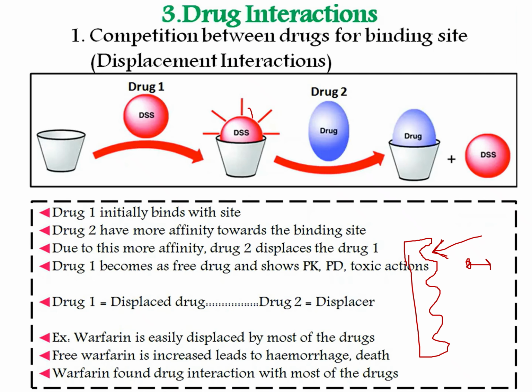For example, warfarin naturally binds to this place, but whenever we take some drug which interacts with this site, warfarin gets free. Whenever warfarin gets free, its free drug concentration will increase. Increasing the free drug concentration will ultimately create toxicity. This has been shown here: warfarin is easily displaced by most drugs. Free warfarin is increased, which leads to hemorrhage or death. Warfarin shows drug interaction with most drugs.